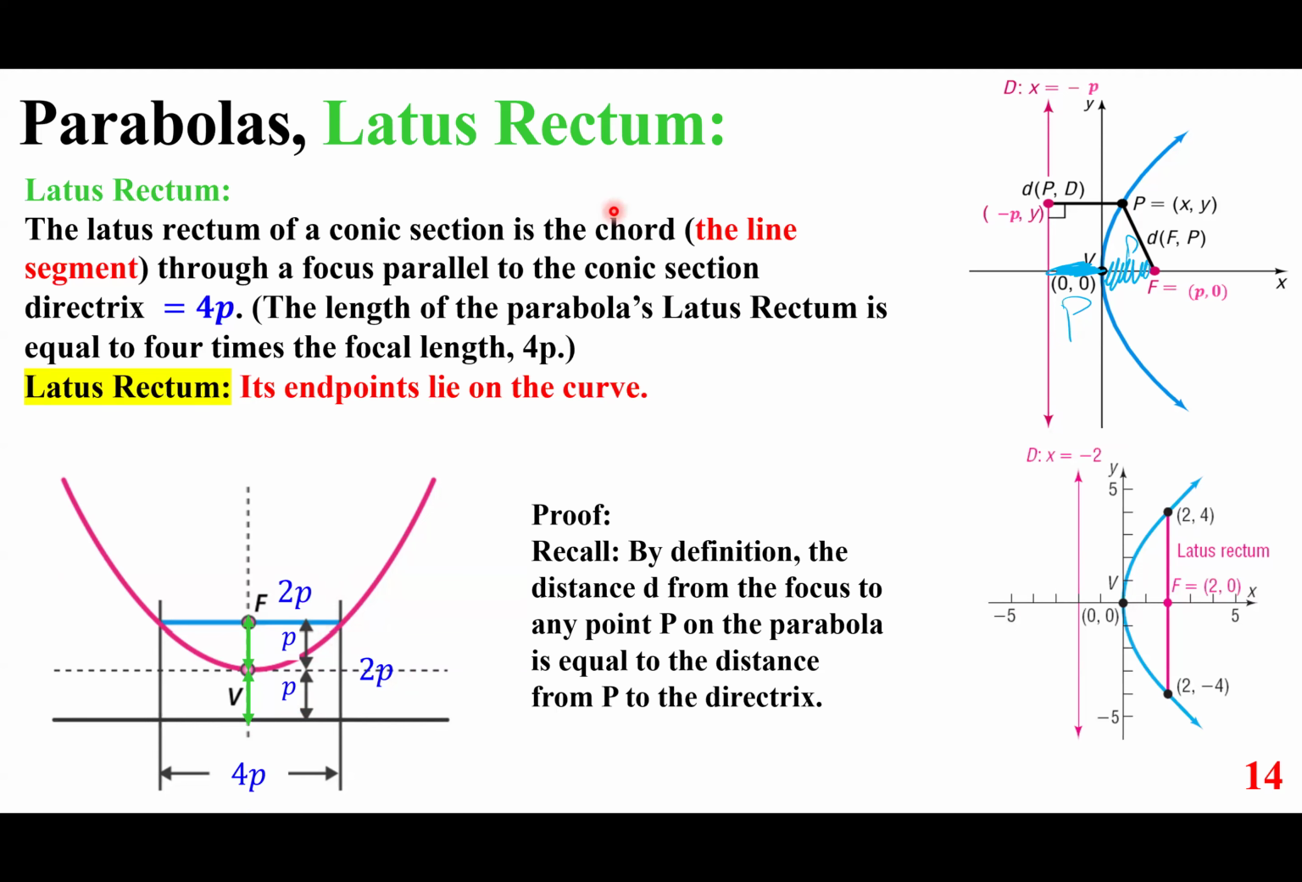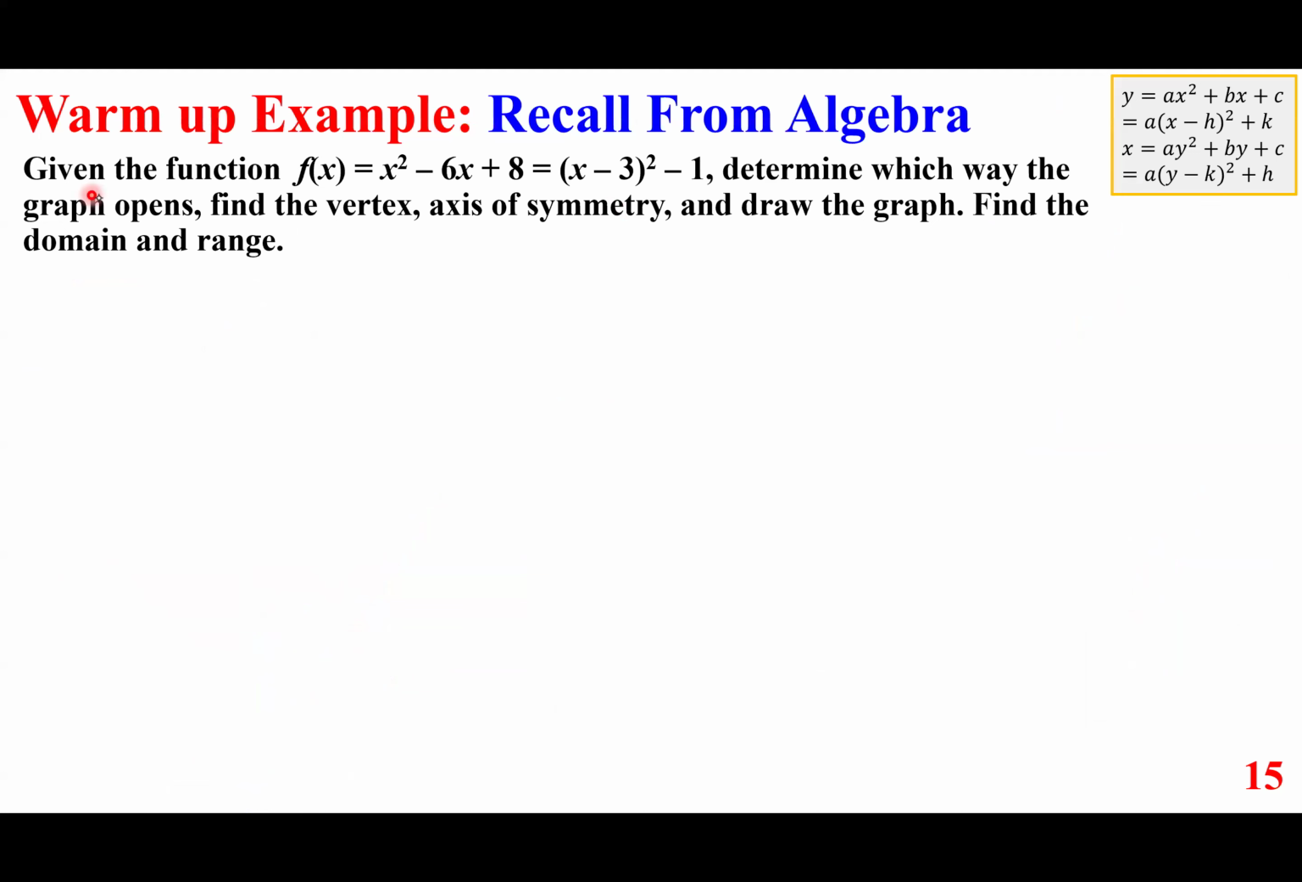All right, let's look at an example to make some sense out of this. Recall from algebra, given the function f of x equals x squared minus 6x plus 8, which is the same as (x minus 3) quantity squared minus 1. Determine which way the graph opens, find the vertex, axis of symmetry, draw the graph, find the domain and range, and also. So I wanted to do what we did in intermediate algebra, and then we'll move on to new stuff here.